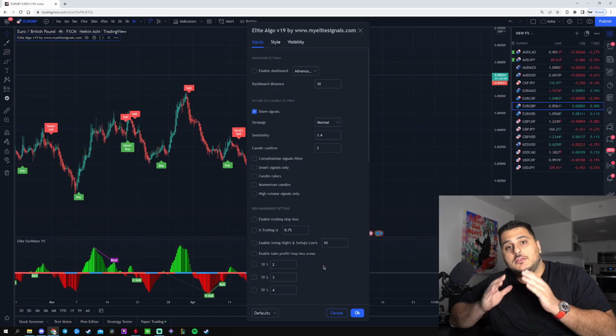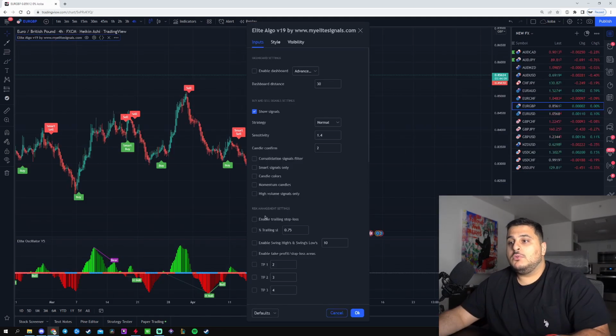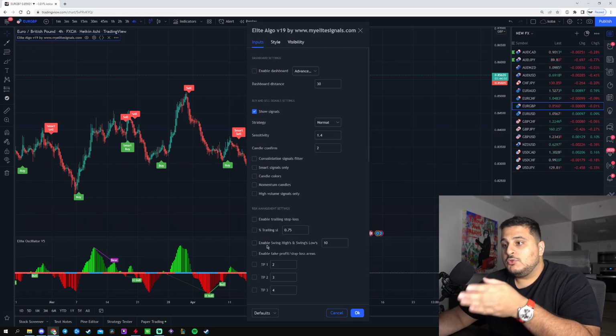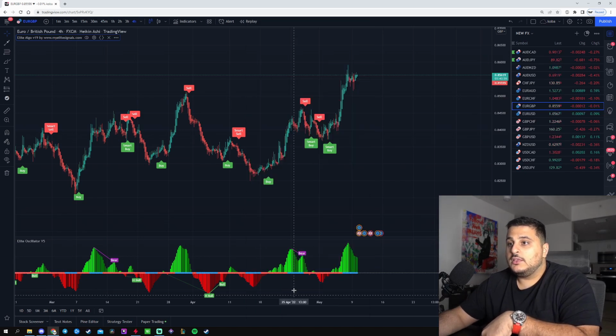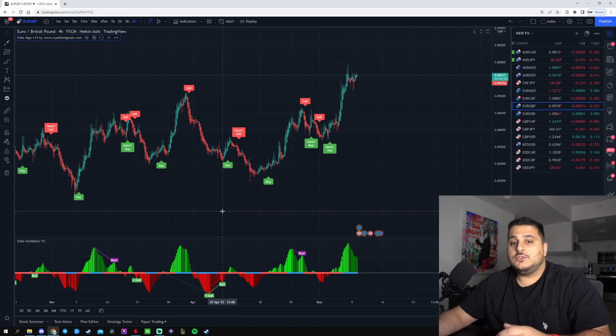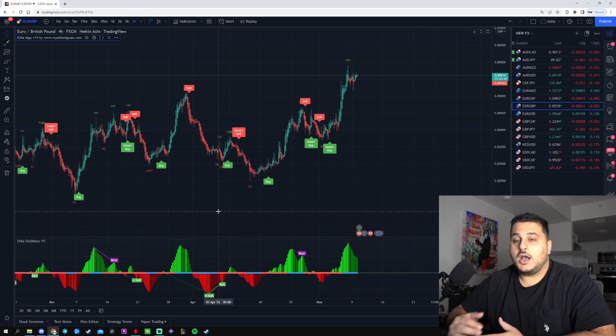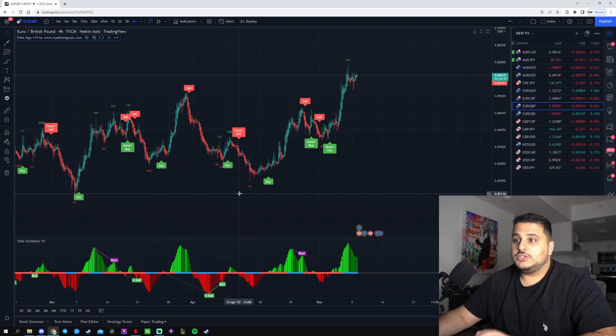Okay, so now let's talk about the final feature available in the risk management section of the algo, which is the enable swing highs and swing lows. So if you press this button right here, what's going to happen is that now it's going to start telling you on your chart whenever a new high or a new low has happened, or if you have a new lower low or lower high, pretty much all that information right there in your chart.